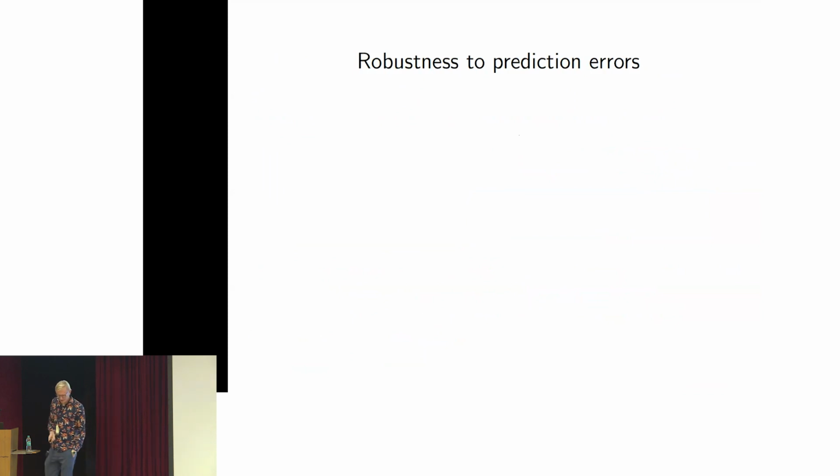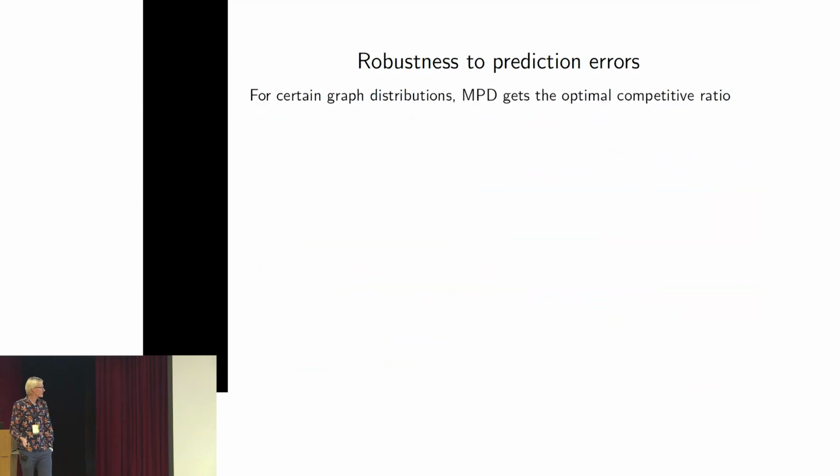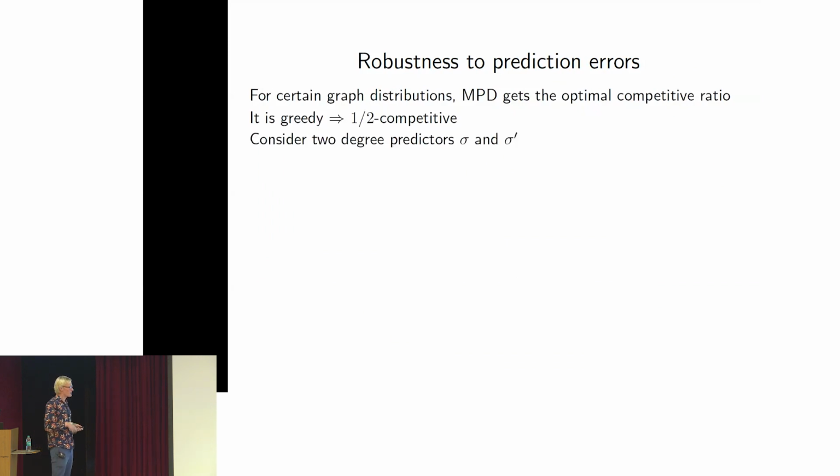So let me talk a little bit about robustness to prediction errors. We know that for certain graph distributions, MPD gets the optimal competitive ratio. So this corresponds maybe to the consistency, but we know that it's greedy, so it always gives at least a half competitive ratio. And we would like some transition between those two. And we have some partial results in this way.